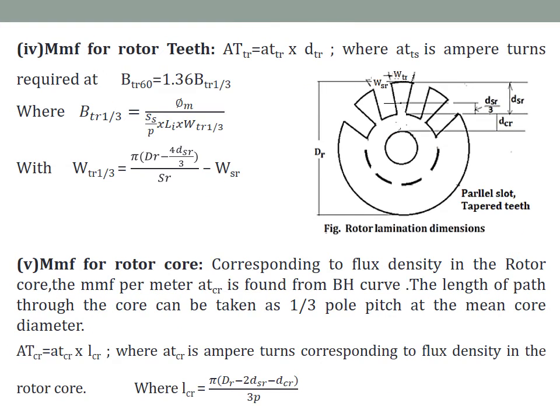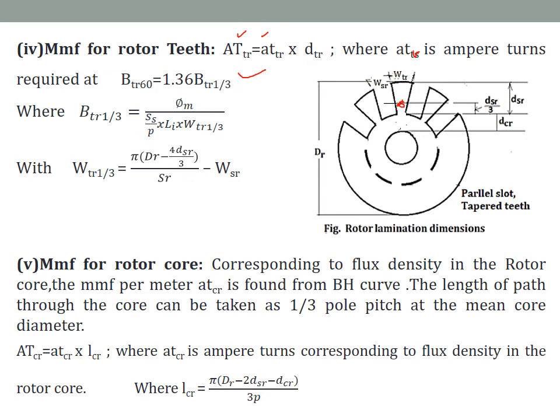Now coming to MMF for rotor teeth. It is equal to ATTR, which is small ATTR multiplied by DTTR. Where ATTR is the ampere turns required at BTR, that is BTR at one third height. Now you can see this is the point they have mentioned, one third height. So now flux density at one third height is equal to pi m.